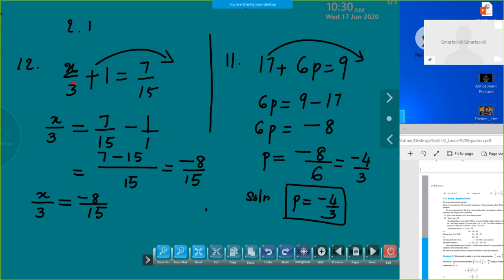So when you divide, the left side 3 is divided. When you bring it to the right side, it becomes multiplication. So we write x is equal to minus 8 by 15 into 3. You can cancel 3 and 15 by 5. So the solution is x is equal to minus 8 by 5. This is the answer. Okay. So we have finished our first exercise in the second chapter.